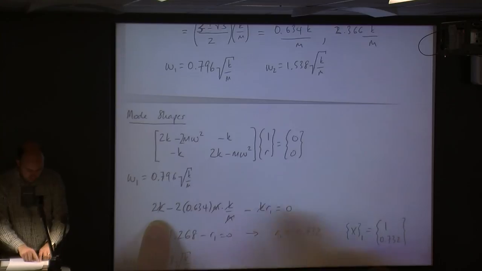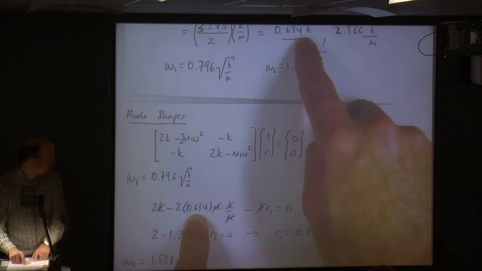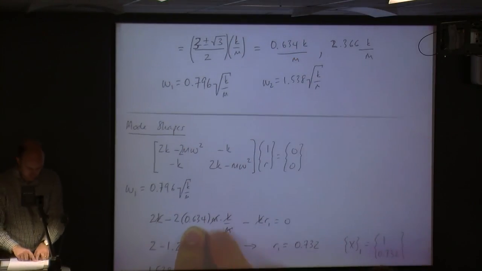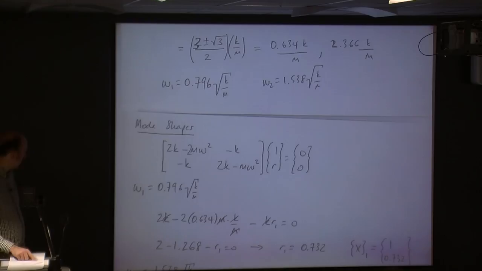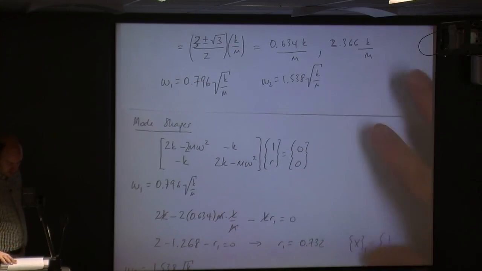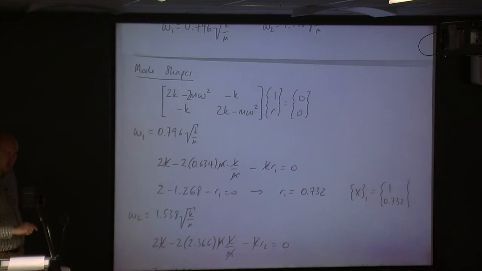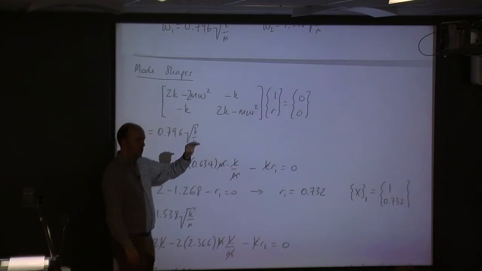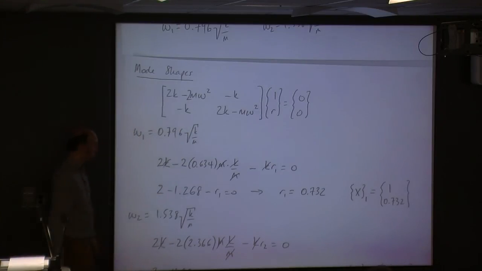So we end up with 2k minus 2m times by omega squared. Well, omega squared we know up here is 0.634 k upon m. So I've got 0.634 k upon m in there. The m's cancel. And then we've got over here minus k r1. And the k's cancel because they're in every term, equals 0. So we end up with 2 minus 1.268 minus r1 equals 0. So therefore r1 must be 0.732. So our first mode is 1 and 0.732. In the first mode, if you excite at this frequency and mass 1 moves up by 1, mass 2 will move up by 0.732.